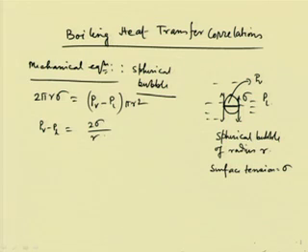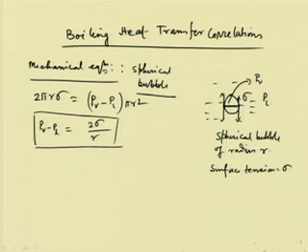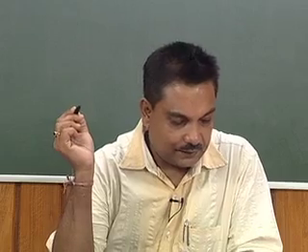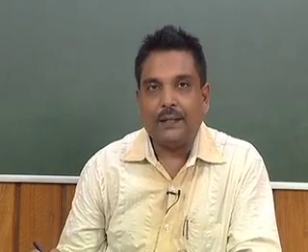So, this is a very standard relationship: if we know the pressure of the liquid and the surface tension force, and if we know the radius of the bubble, then we can find out the vapor pressure, or if we know the pressure of the vapor, then we can find out the radius of the bubble. Okay.